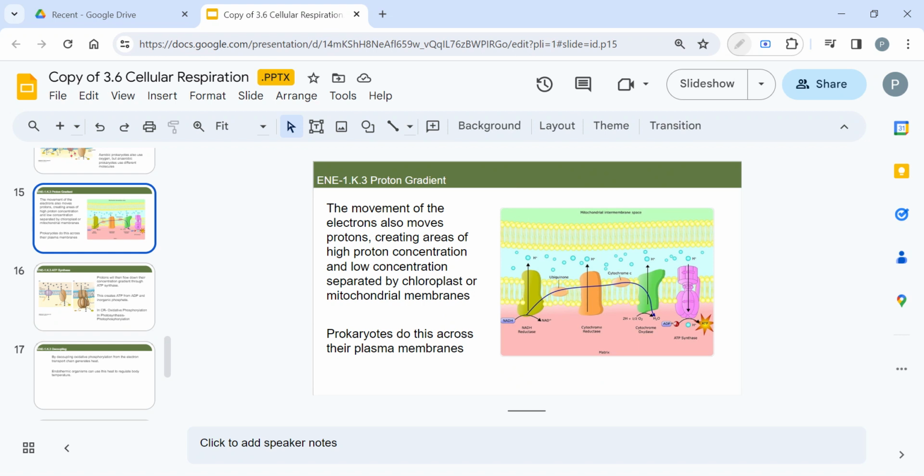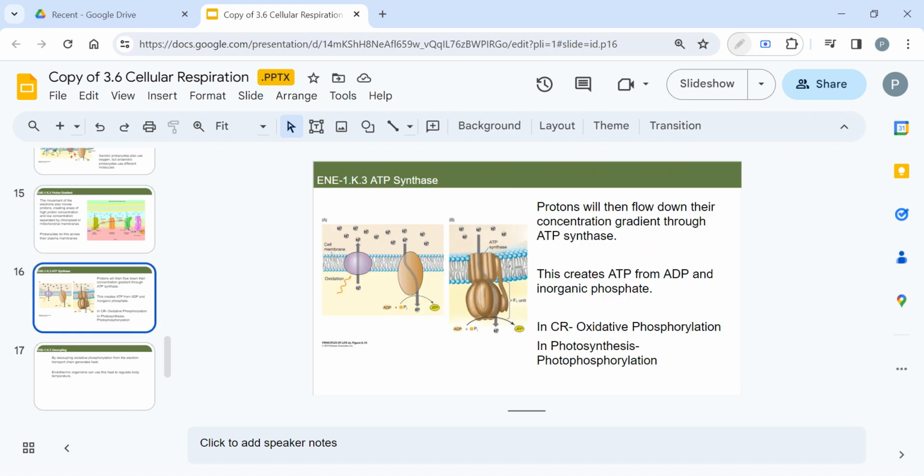Just another picture that shows you the process of how this works, right? I basically walked you through the whole process on the first page, but you're building a proton gradient, you're building up pressure, and you're going to harness that pressure in order to create your ATP. They go from areas of high pressure to low pressure. That's providing the chemical potential energy to turn into kinetic energy.